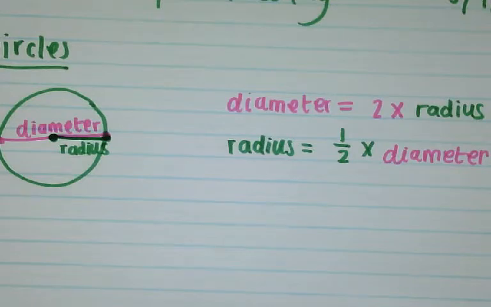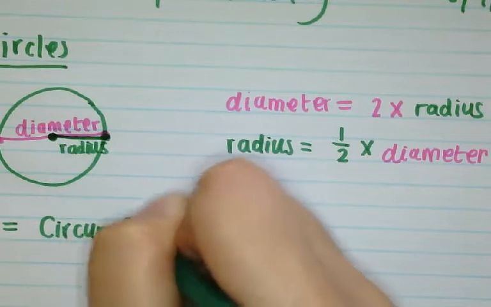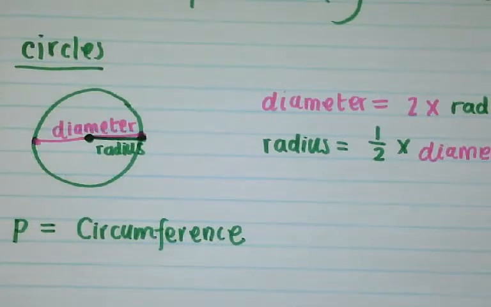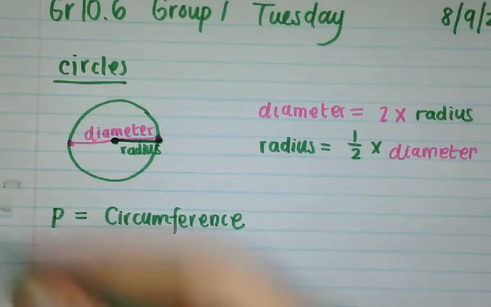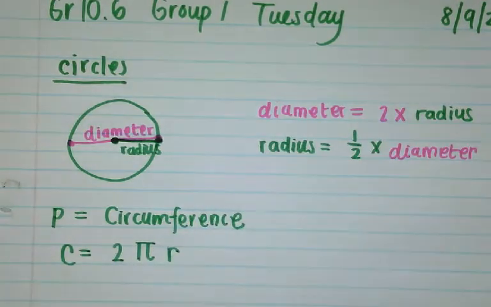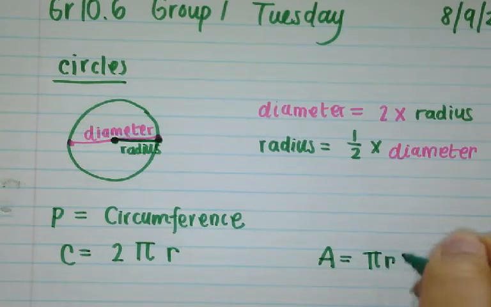So when I'm asking for perimeter of a circle, it's got a fancy name that is unique to a circle, and it's called the circumference. Okay? So my perimeter is also known as the circumference of a circle. And my circumference formula is 2 pi radius. My area is just still called area, and it's pi radius squared.